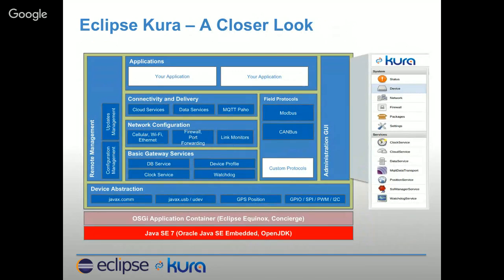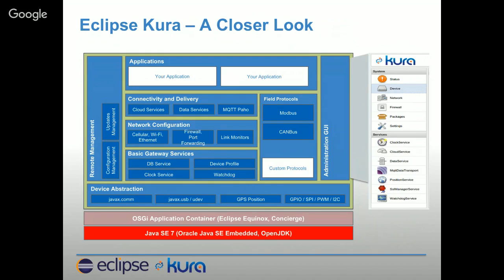Okay, so if we start digging into Kura a little bit, and what it does and how it works and how it can help you solve problems, let's do a block diagram. Everybody loves block diagrams, right? So at the bottom of this you have your JVM. Above that you have OSGi, which can be Equinox, Concierge. The container is not important. Kura will work in any of these containers.